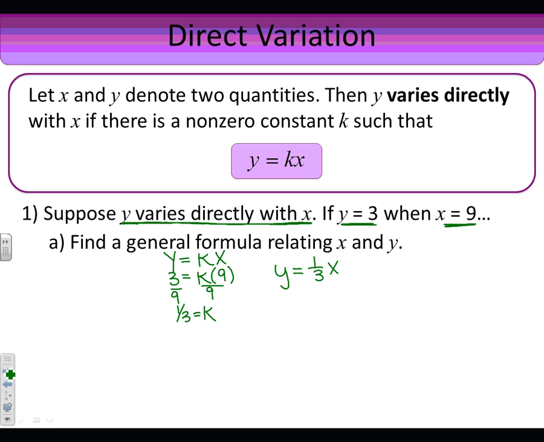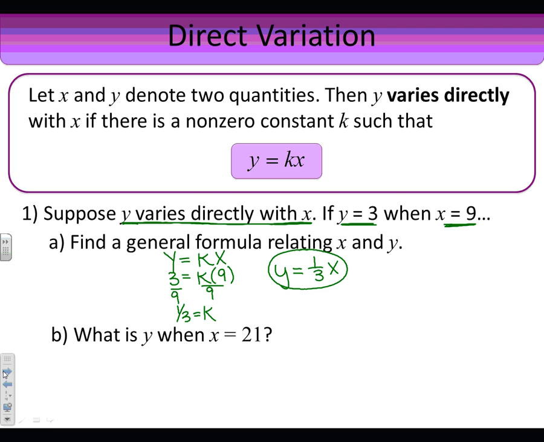So y varies directly with x. They're related to each other. y is always going to be 3 times x, or x is always going to be 1/3 of y in this situation. Once we find the general formula, if I'm given an x, I can find the y that corresponds to it, or if I'm given a y, I can find the x that corresponds to it. I can figure out something else that has a similar situation.